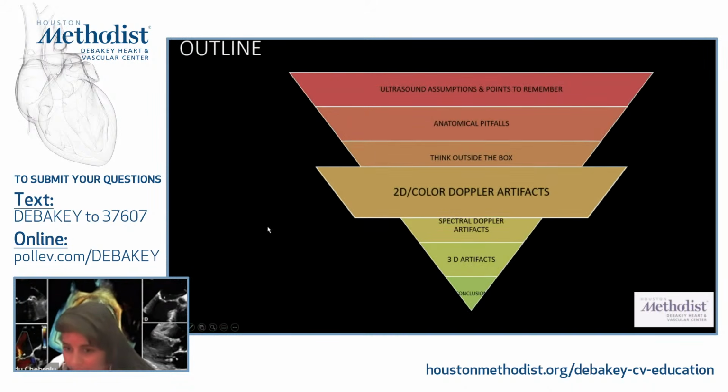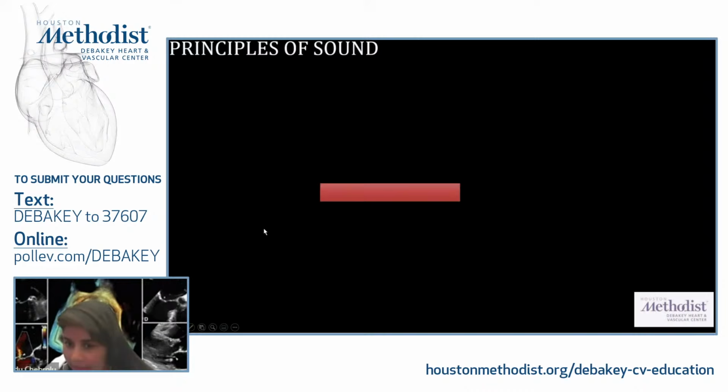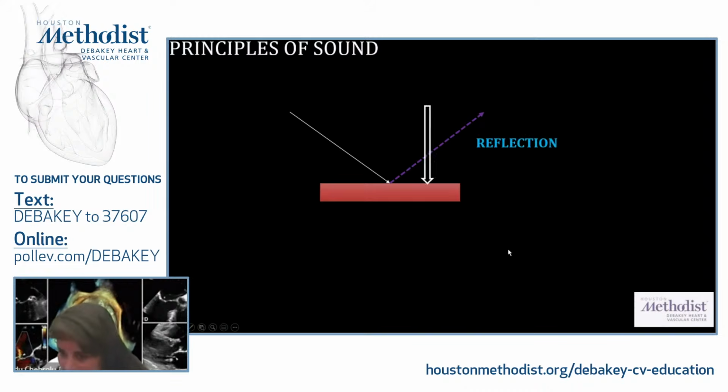So now starting with our 2D and color Doppler artifacts, let's talk about some of the principles of sound. We need to know what happens when sound encounters an object, right? So what happens when sound strikes a specular interface? It can get reflected with an angle of incidence being equal to the angle of reflection. And if the angle is 90 degrees, it can actually come straight back.